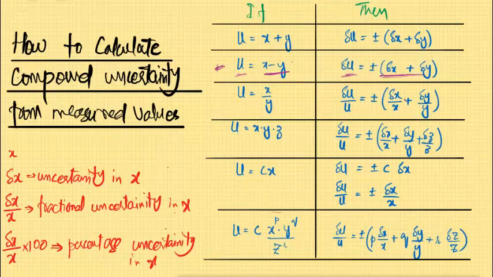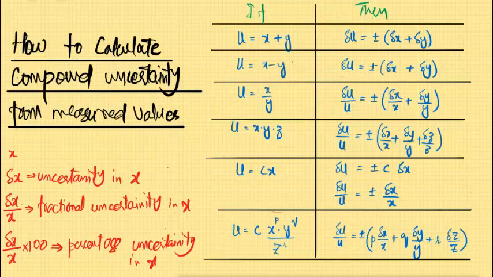Similarly, if U equals X over Y, then fractional uncertainty in U. Why? Because I have uncertainty in U divided by the actual value of U. This whole term is going to be read as the fractional uncertainty in U. So I'll read this as: fractional uncertainty in U equals plus minus fractional uncertainty in X plus fractional uncertainty in Y.